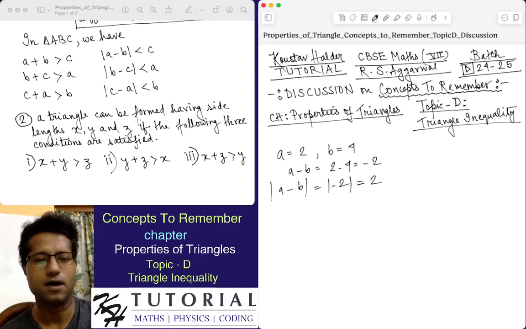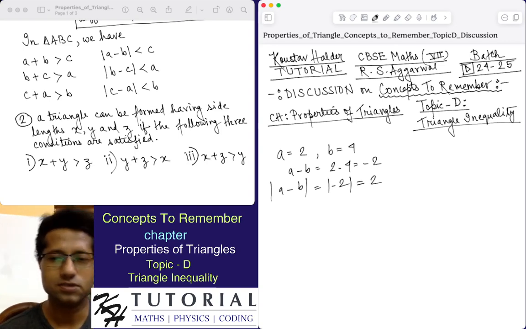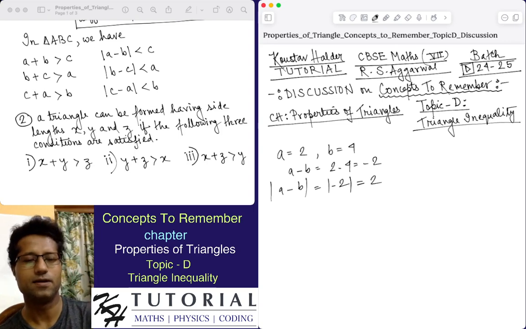The three conditions are, first, x plus y should be greater than z; second, y plus z should be greater than x; and third, x plus z should be greater than y. This essentially means that you take any two of the three positive numbers, and if their sum is greater than the third one, and this is true for any two numbers, then we can say that a triangle can be formed whose sides will have lengths x, y, and z.